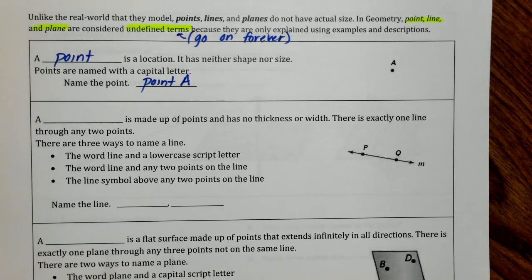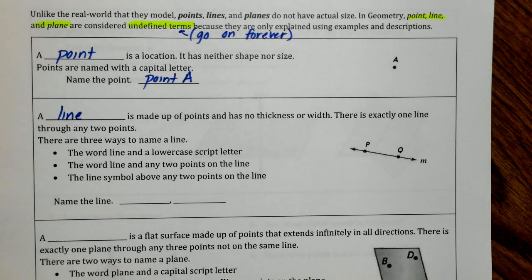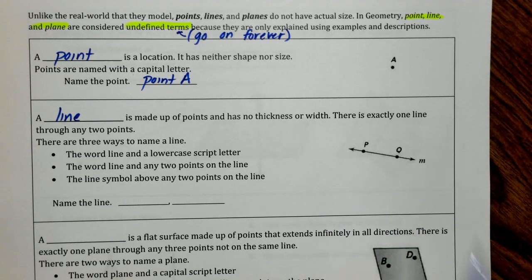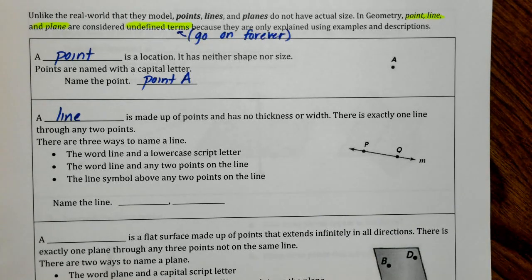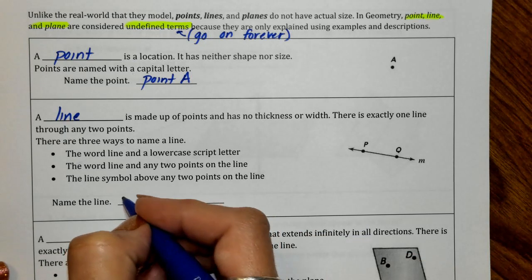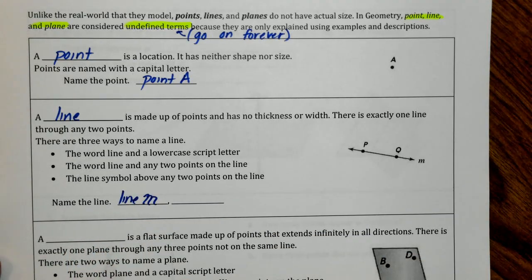The next one, we have a line. A line is going to be made up of at least 2 points, but it's actually an infinite number of points, and it has no thickness, no width. And whenever you go through 2 points, there's going to be exactly one line that goes between those 2 points. There are 3 different ways that we can name this. We can use the lowercase script right here, this little m. So we'll go ahead and put that here as the name of the line. You can make it a little curvy like this, like the script.